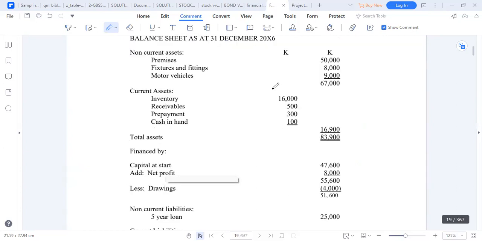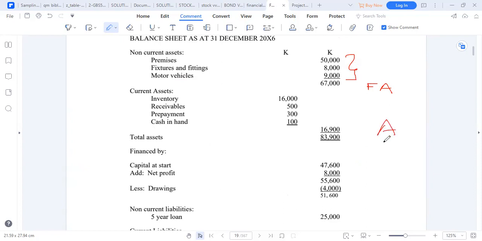So to prepare them using the vertical format, we start with fixtures, premises, and motor vehicles. So these are our total fixed assets. Then we go to the current assets: cash at hand, prepayment, receivables, inventory. So these ones, we total them up to get the current assets. So we have our total assets.